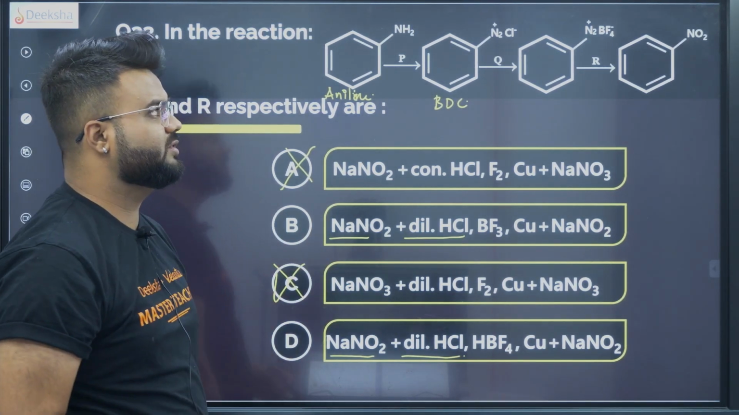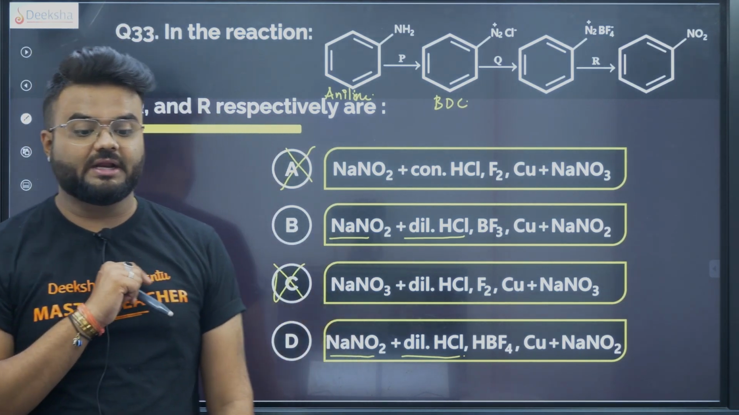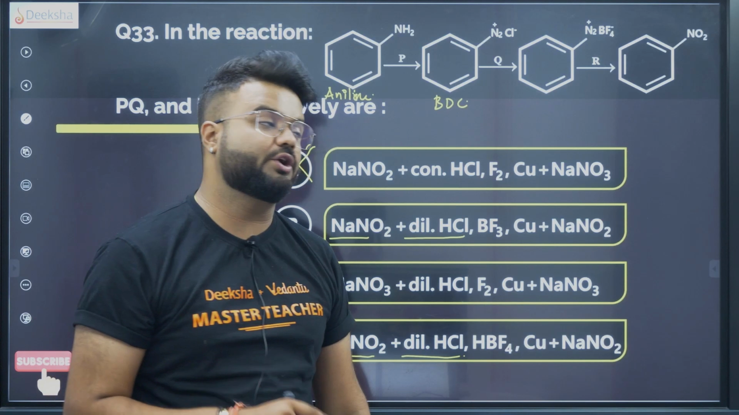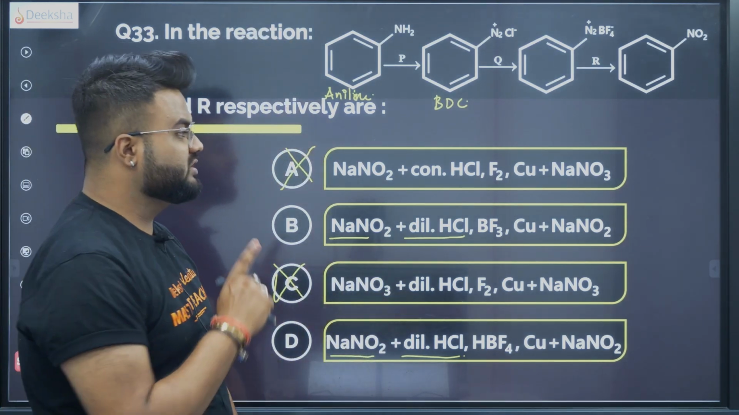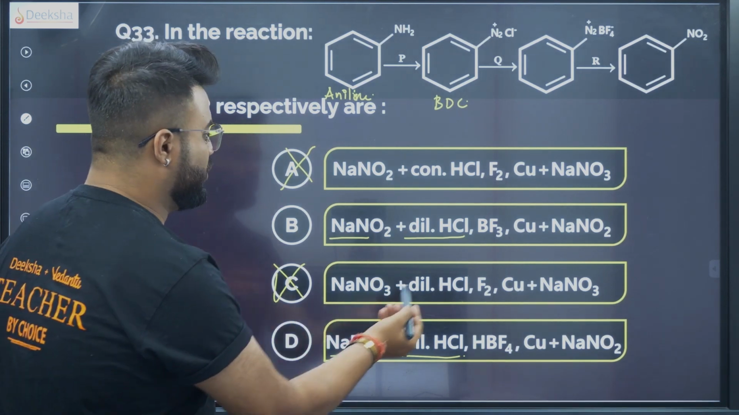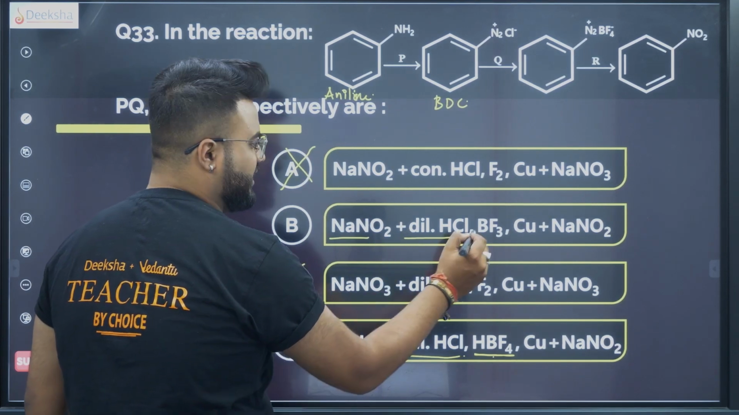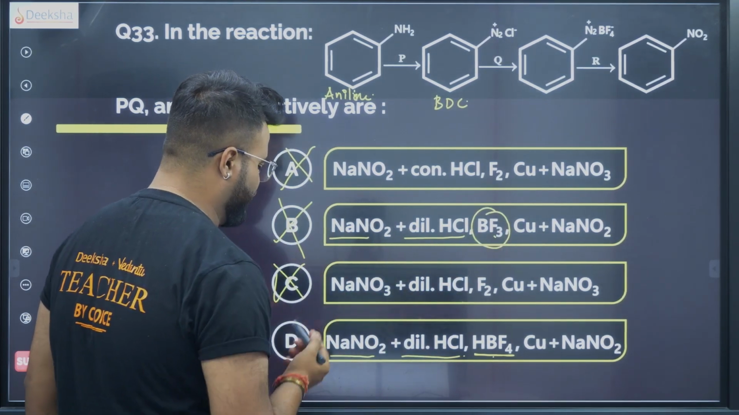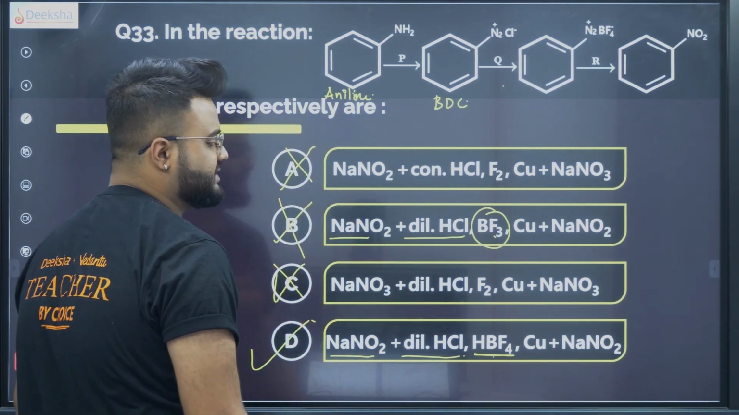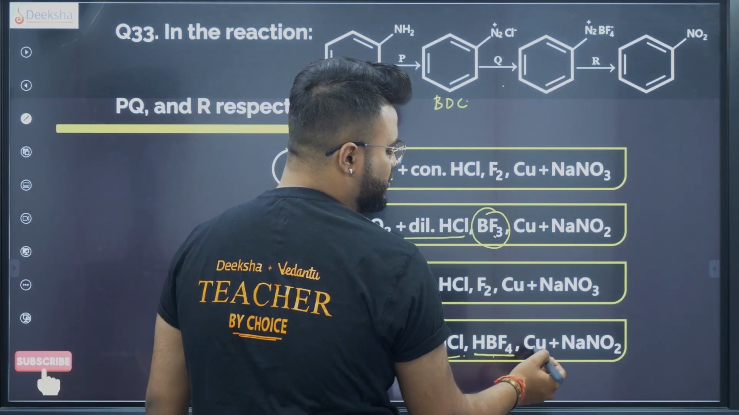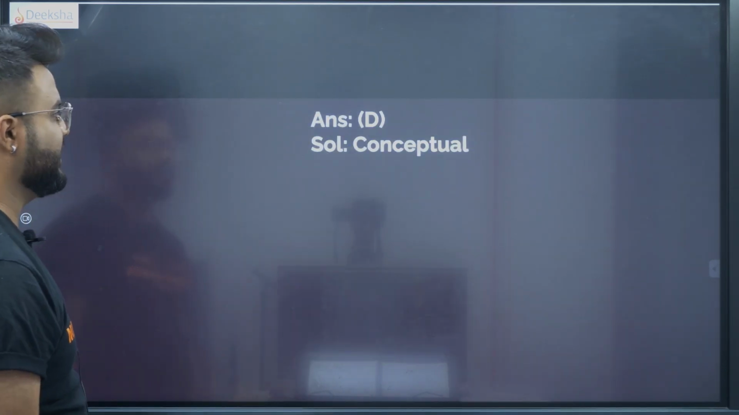When benzene diazonium chloride is converted to benzene diazonium tetrafluoroborate, we use fluoroboric acid. So where is fluoroboric acid among these two? Fluoroboric acid is option D, and in option B it is BF3, therefore it is wrong. Therefore you are left with only one option, option D. Then when converted into nitrobenzene, we use copper and sodium nitrite. Therefore option D will be your correct answer.